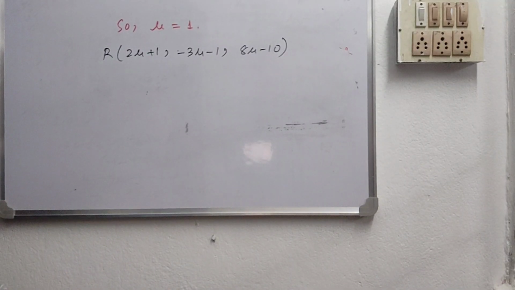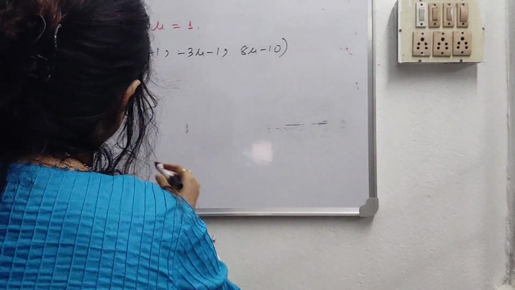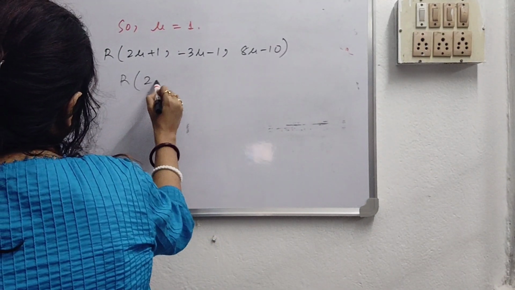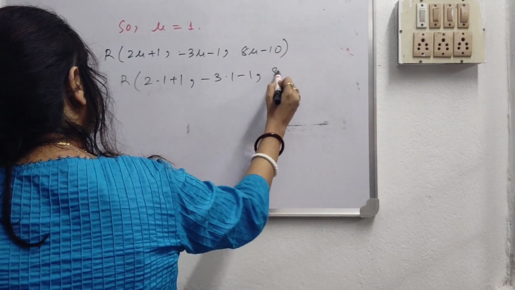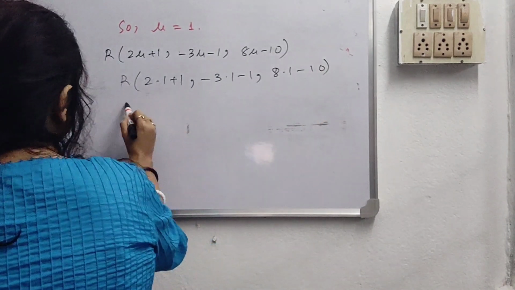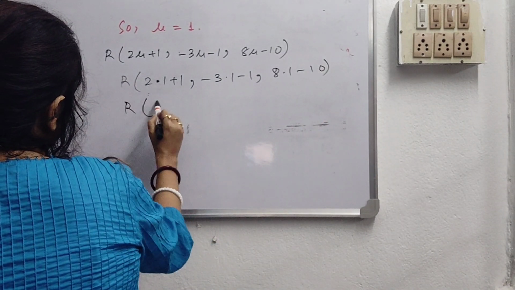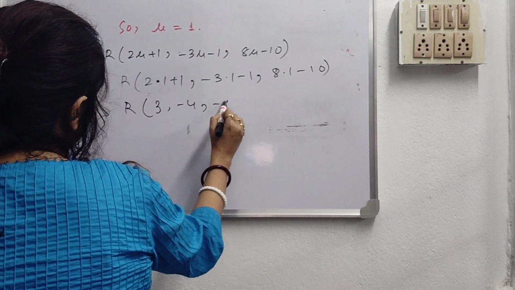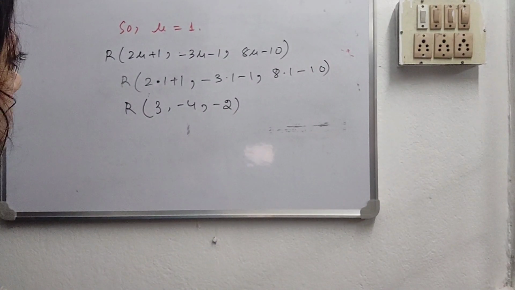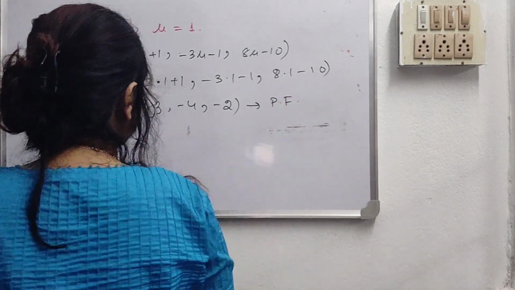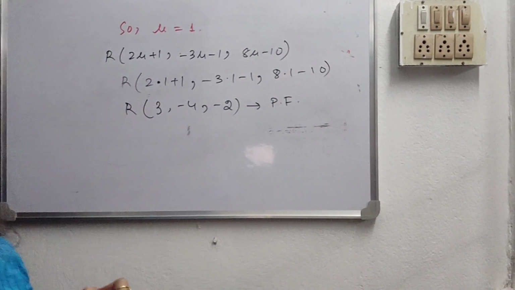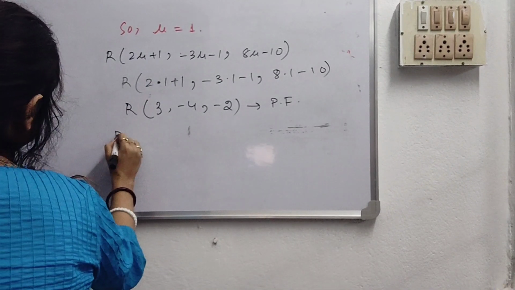So putting the value of mu, what do we get? We get R as (2 into 1 plus 1, minus 3 into 1 minus 1, 8 into 1 minus 10), that is (3, minus 4, minus 2). That is the perpendicular foot. Now I have to find out the perpendicular distance, that is PR.